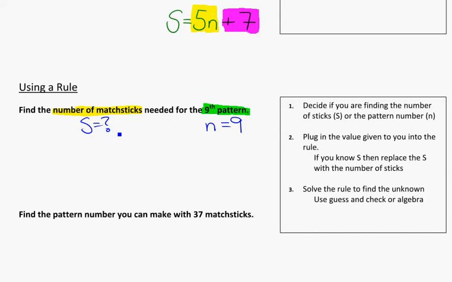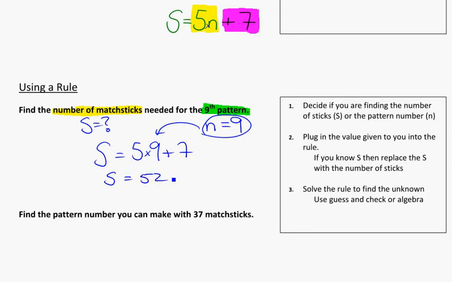I've got no clue, so I'll use my rule, S is equal to 5n plus 7, and I'm going to plug in the value that's been given to me. Well, I know that n is equal to 9, so I'm going to plug that in for the n there. So I'll actually say 5 times 9. Remember, there's the invisible times sign between the 5 and the n. So 5 times 9 is 45, plus 7 is going to take us to 52. So 52 matchsticks will be needed to build the ninth pattern.